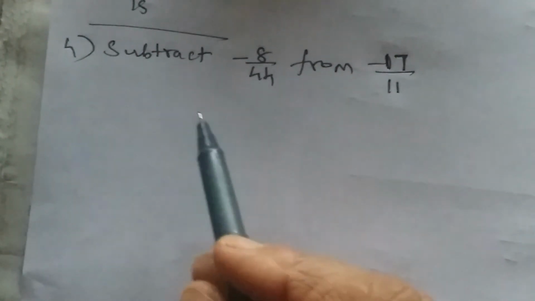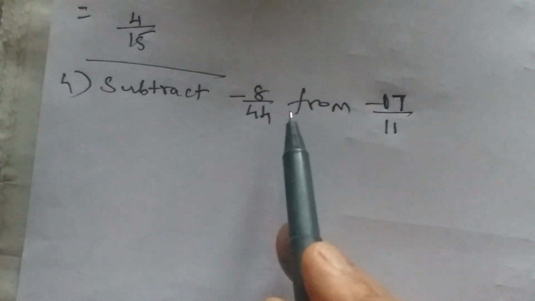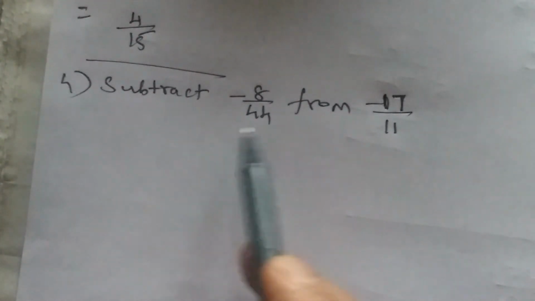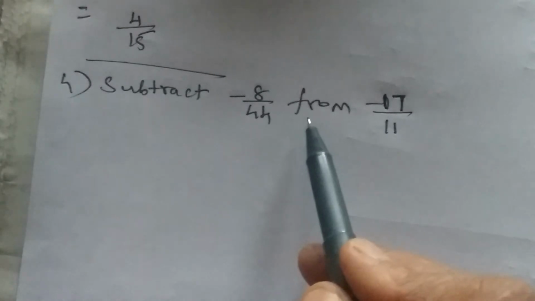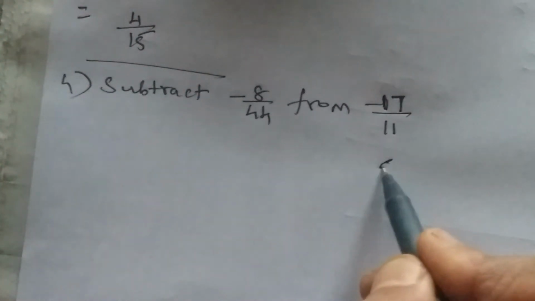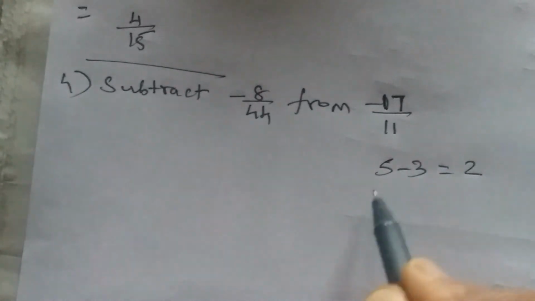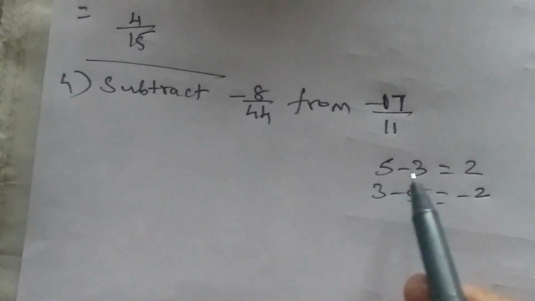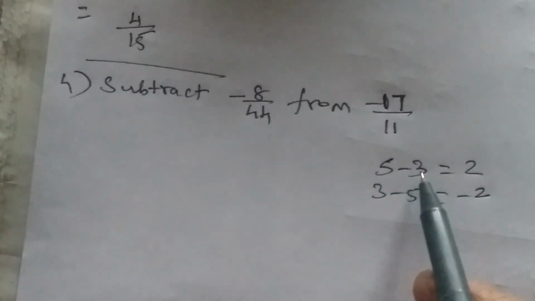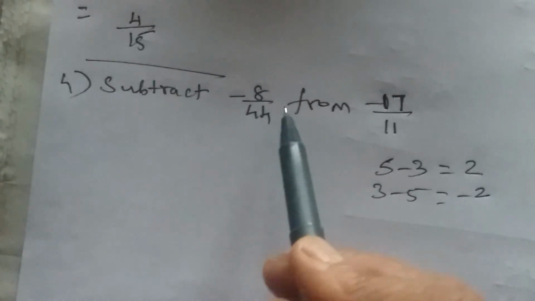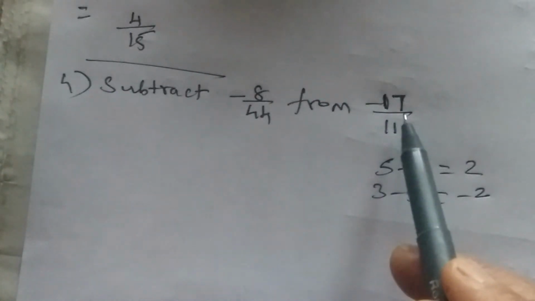Now question number 4 (next): subtract minus 8 by 44 from minus 17 by 11. In a subtraction sum, we should be very careful about one thing, because we cannot change the order of subtraction. We know 5 minus 3 is 2 and 3 minus 5 is minus 2. So the order of subtraction cannot be changed. 5 minus 3 is not the same as 3 minus 5.